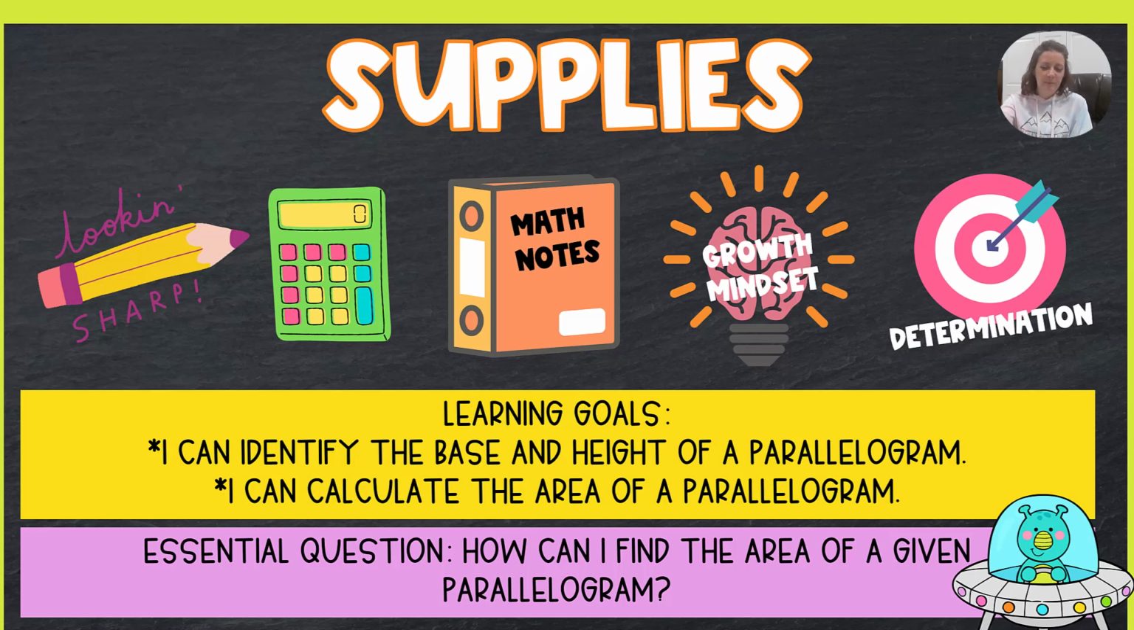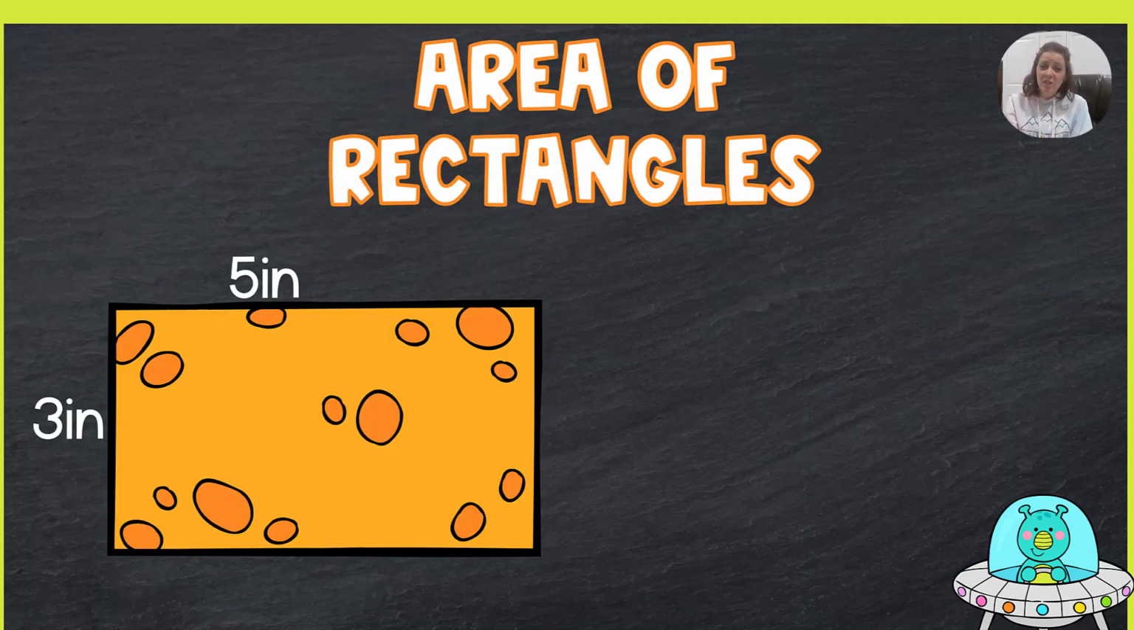So let's get started. We're going to start by refreshing our memory on something that we've learned in a previous year, and that is finding the area of a rectangle. So we have a rectangle here. It's supposed to be like a planet from space. Looks more like a slice of cheese to me, but I'm cool with that because I love cheese. Either way, our rectangle is 3 inches by 5 inches.